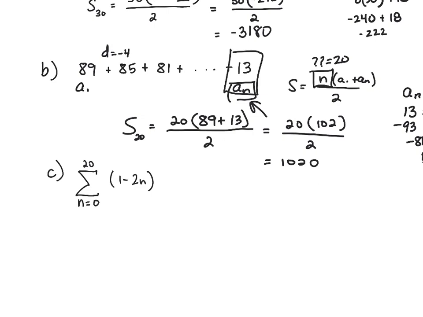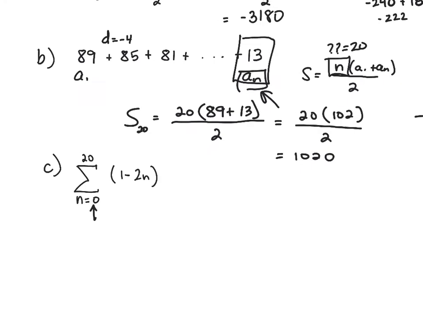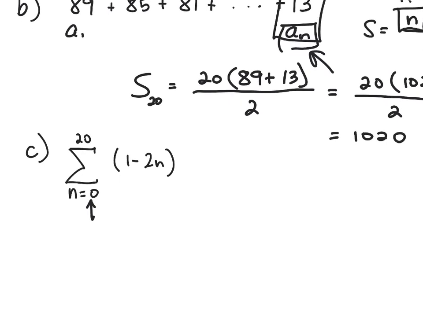Part C, it's given in sigma notation. So we have to be a little careful. They're playing a mean trick on us. Right there when n equals 0, you've got to pause and think about what that means. If we start with an n value of 0 and end with an n value of 20, we're actually adding 21 terms. So we're adding 21 terms.